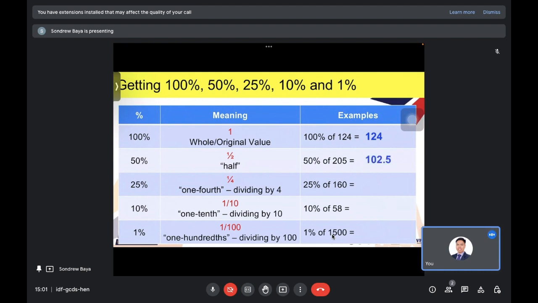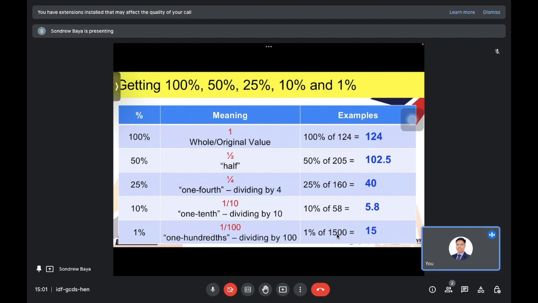25% of 160, so 1/4, or divided by 4, that gives us 40. 10% of 58, move the decimal place 1 position to the left, that's 5.8. And of course, 1% of 1,500, moving the decimal place 2 positions to the left, that's 15. Okay, I hope at this time you're now familiar with the common percentages.